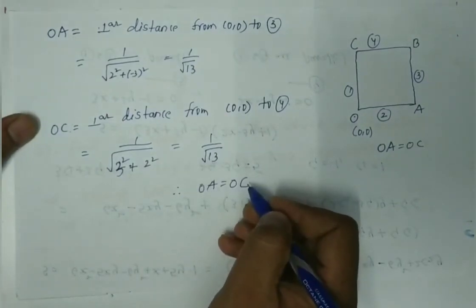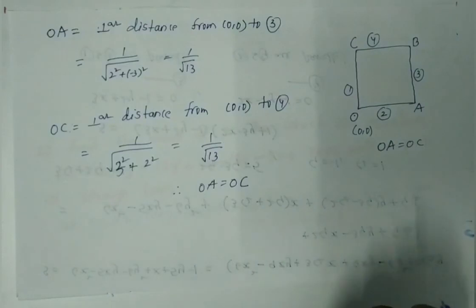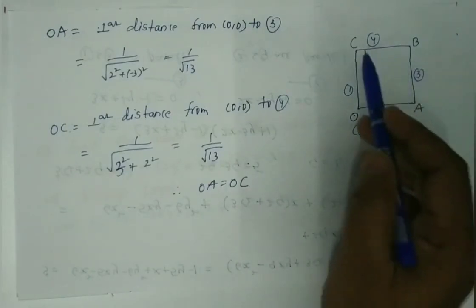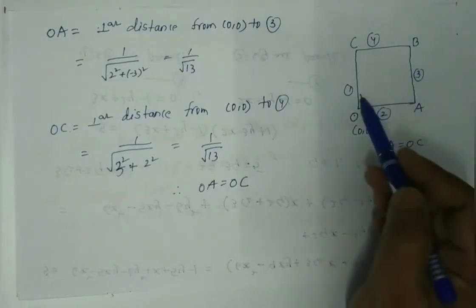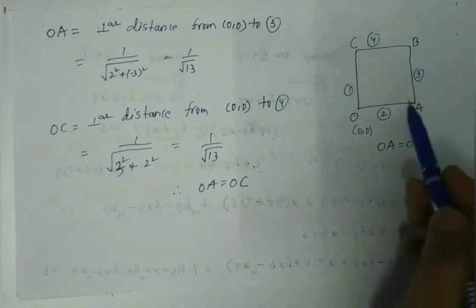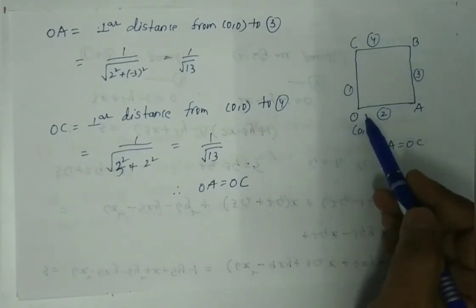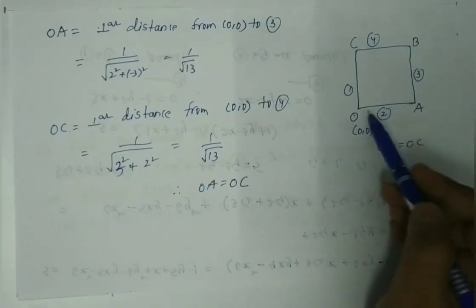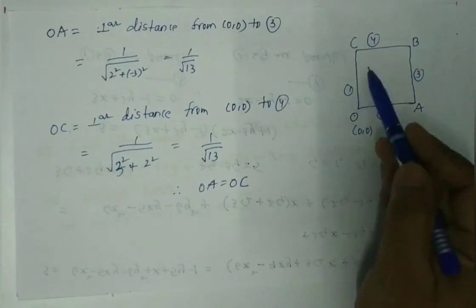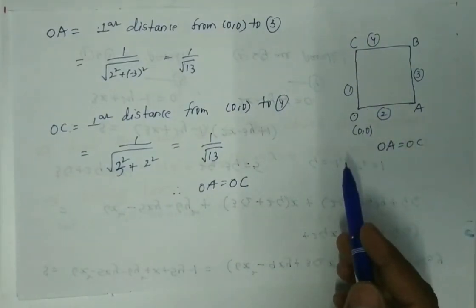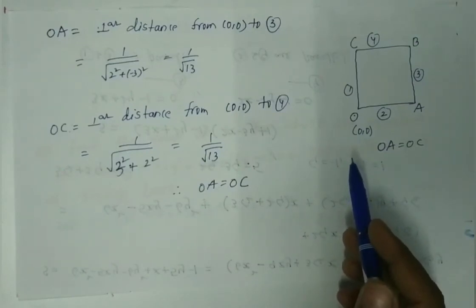Therefore the given lines form a square, because lines 1 and 2, 1 and 4, 2 and 3, 3 and 4 are perpendicular, lines 1 and 3 and lines 2 and 4 are parallel, and the perpendicular distance from the origin to straight line AB is the same as that to straight line BC. So we can conclude that the given straight lines form a square.